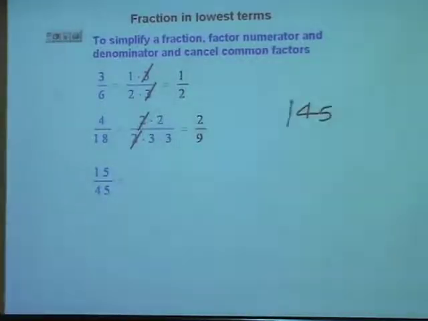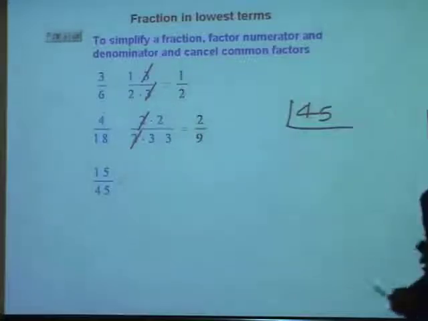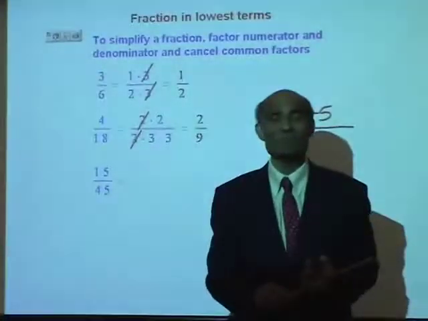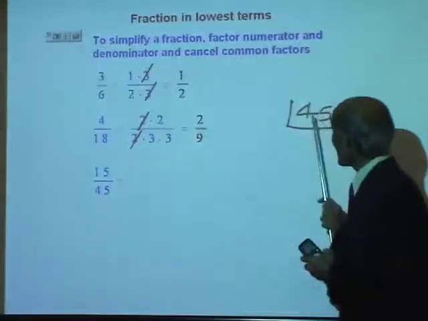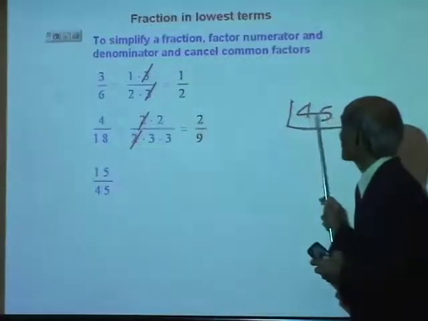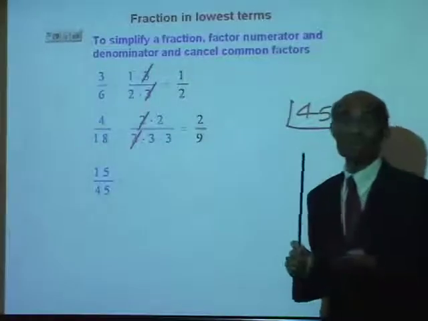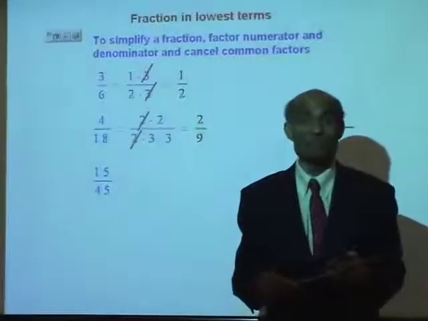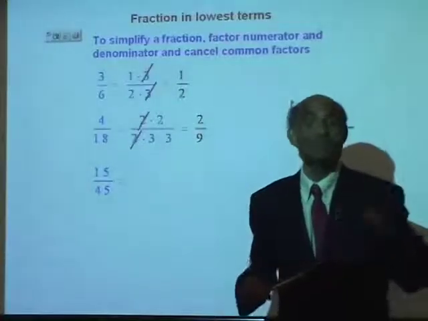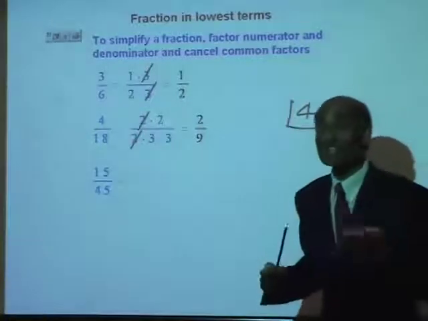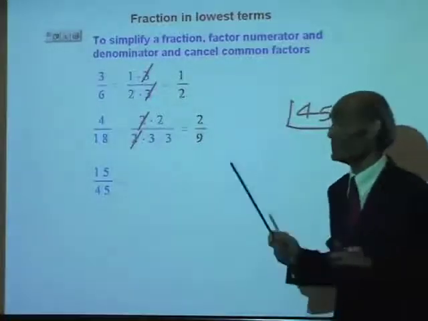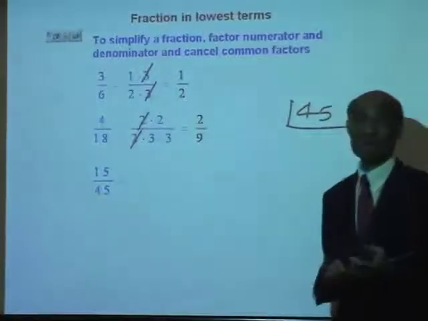Can you divide 45 by 2? No, 5 is not an even number. Can you divide 45 by 3? How do you know if a number can be divided by 3? Well, a simple rule there. Add the digits of the number. 4 plus 5 is 9. If the sum of the digits can be divided by 3, then the number can be divided by 3. 4 plus 5 is 9. 9 can be divided by 3. Therefore, 45 can be divided by 3.